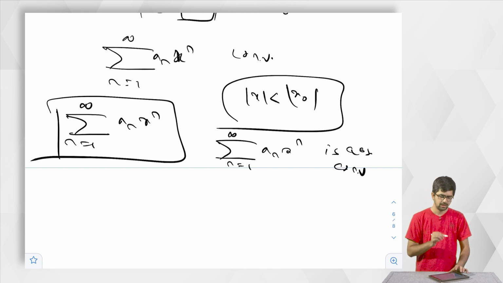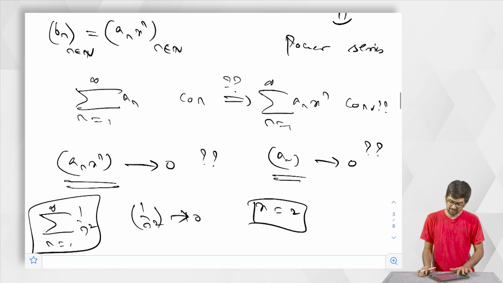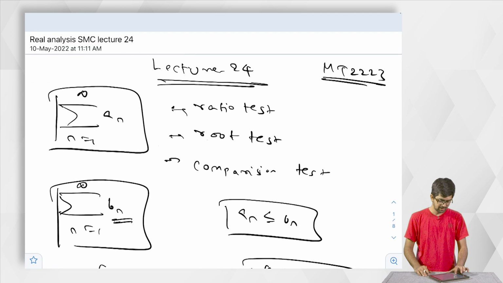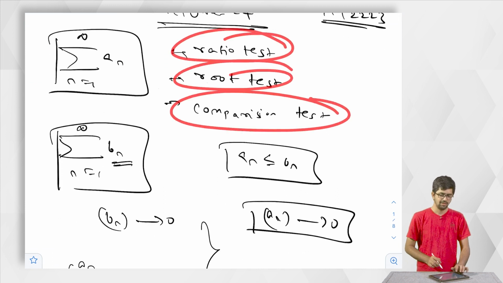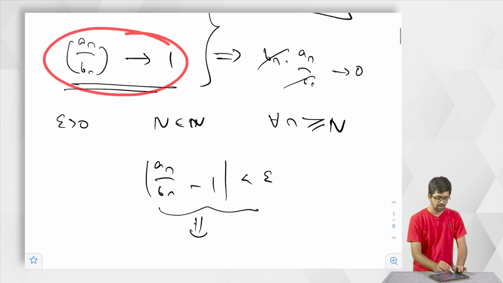So what we have done today is the power series. Then we have said that, including the ratio, root and comparison tests, we talk about another test, the limit comparison test. Now we will do some examples.